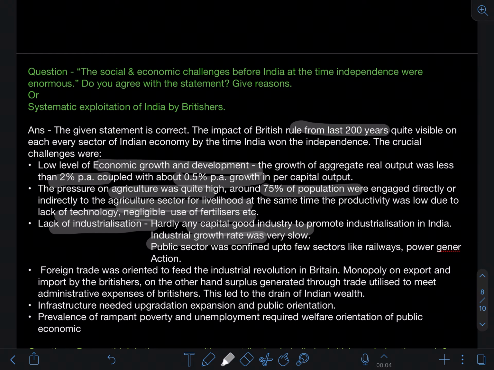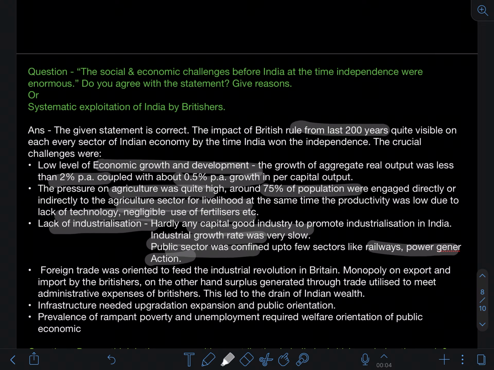At the same time, the public sector, again I am mentioning the public sector at that time, was there, but that public sector was controlled and managed by the Britishers only. They kept only a few sectors in the hands of the government at that time, that is railway, power generation and a few administrative departments were in the hands of the Indians. After that, we have foreign trade, another challenge.